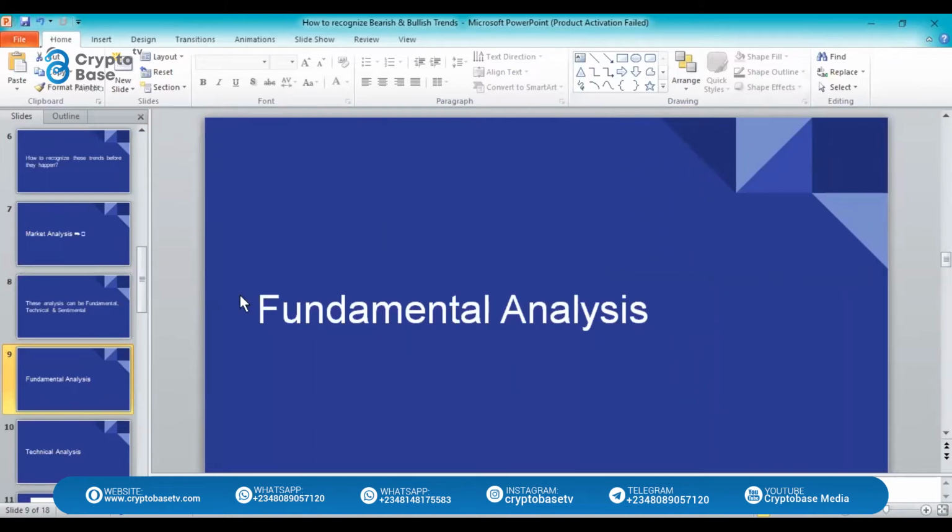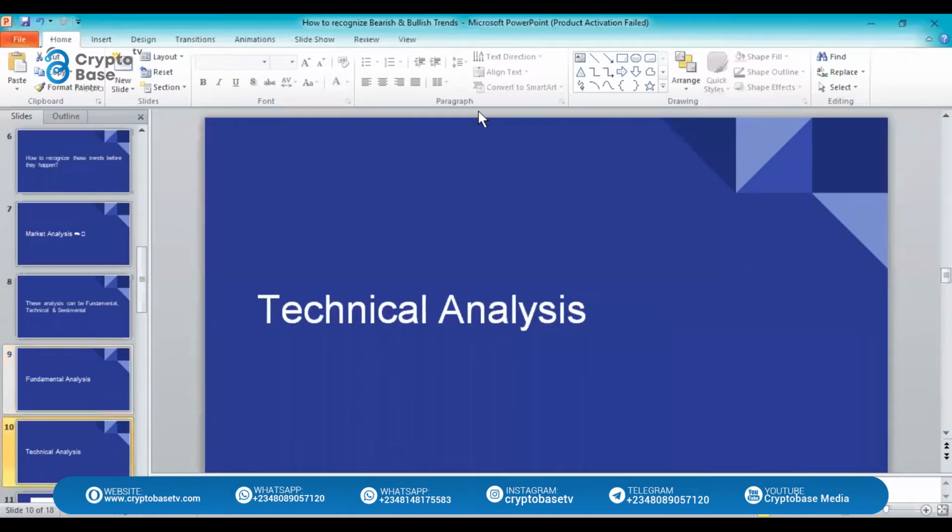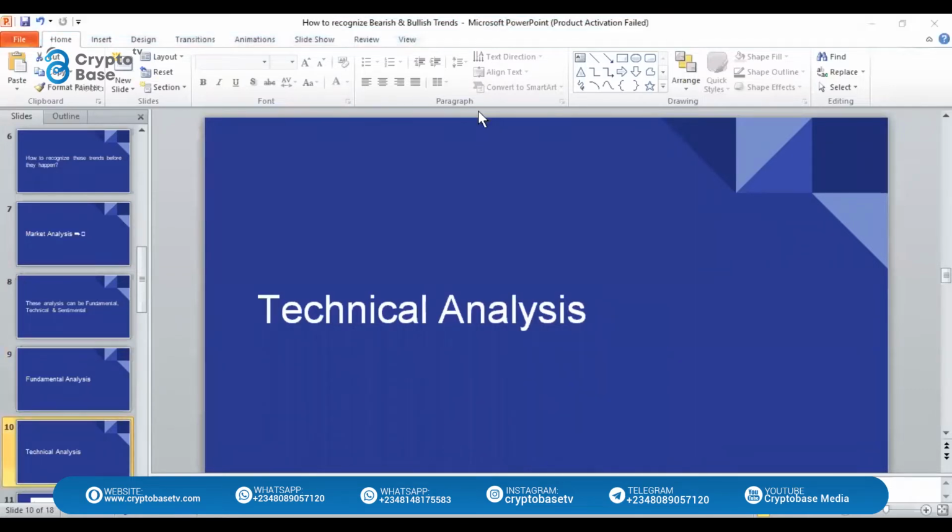The same as technical analysis, guys. This one is a little bit more broad, and don't worry, it's not going to be complex. I'm going to simplify it for you guys.